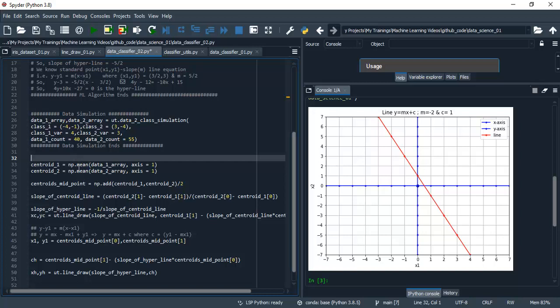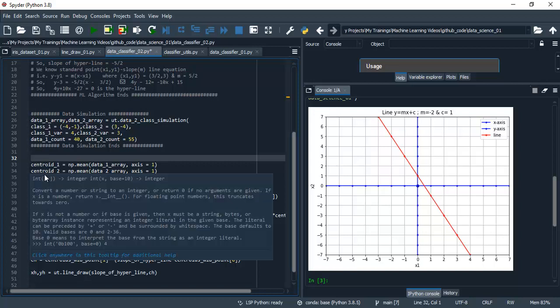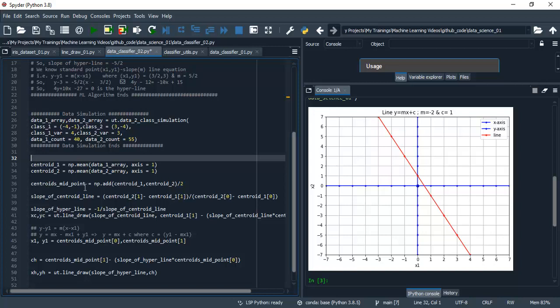This is the mean, on axis 1. Now we have centroid 1 and centroid 2, so we will calculate the midpoint of them: if we add and divide by 2, it is going to be the centroid's midpoint. Next, we wanted the slope of the centroid line, because the slope of the hyperline is nothing but -1 divided by the slope of the centroid line. For the slope of the centroid line, we have 2 points, centroid 1 and centroid 2. So y2 minus y1 divided by x2 minus x1 gives the slope of the centroid line.